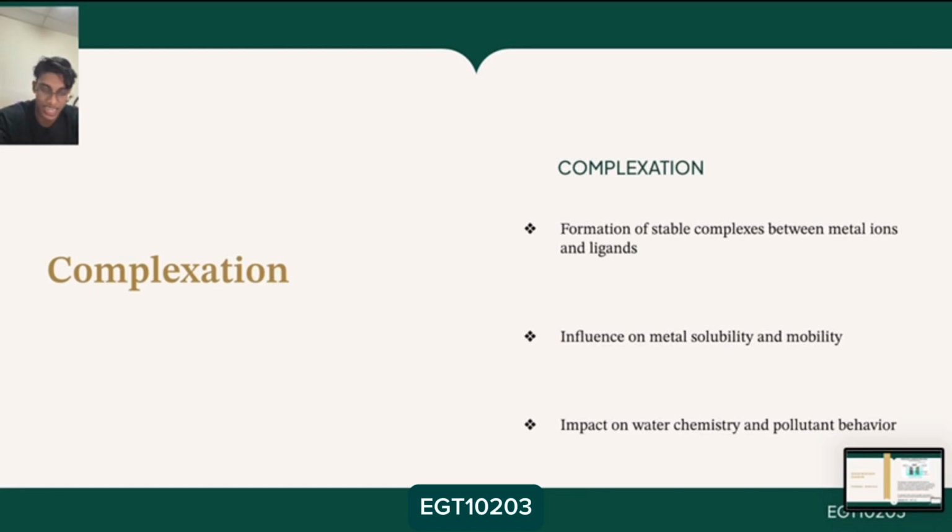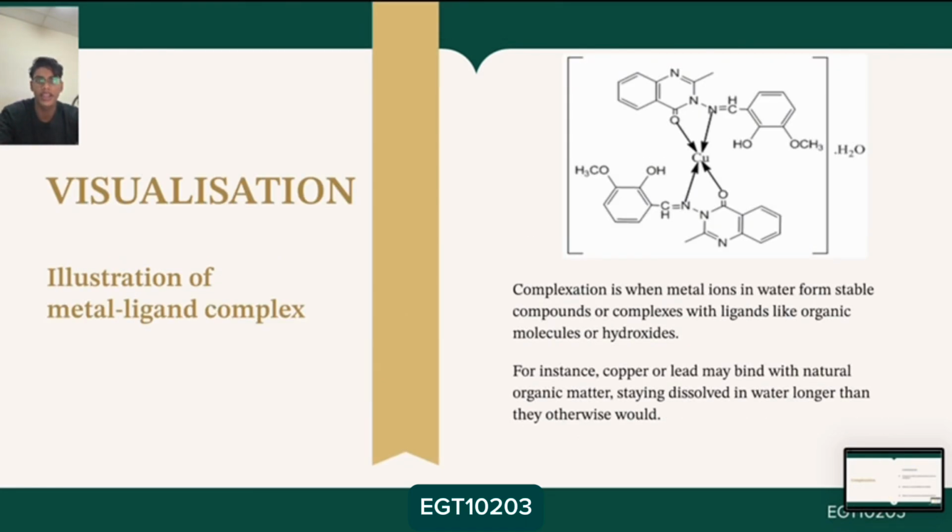As you can see in the illustration given, which is a metal-ligand complex. As provided in the diagram, complexation is when metal ions in water form stable compounds or complexes with ligands like organic molecules or hydroxides. For instance, copper or lead may bind with natural organic matter, staying dissolved in water longer than they otherwise would.